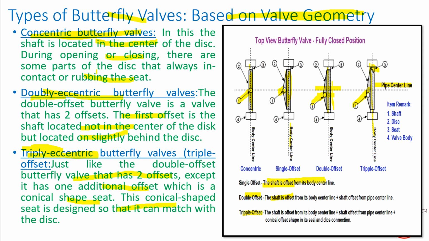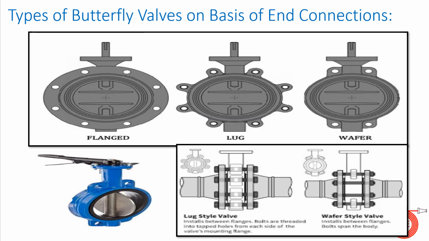So moving on, the next type of butterfly valves is on the basis of end connections. So what end connections are those? I have shown here. This is a butterfly valve, a flange type butterfly valve. So what happens on both the ends of the butterfly valves?